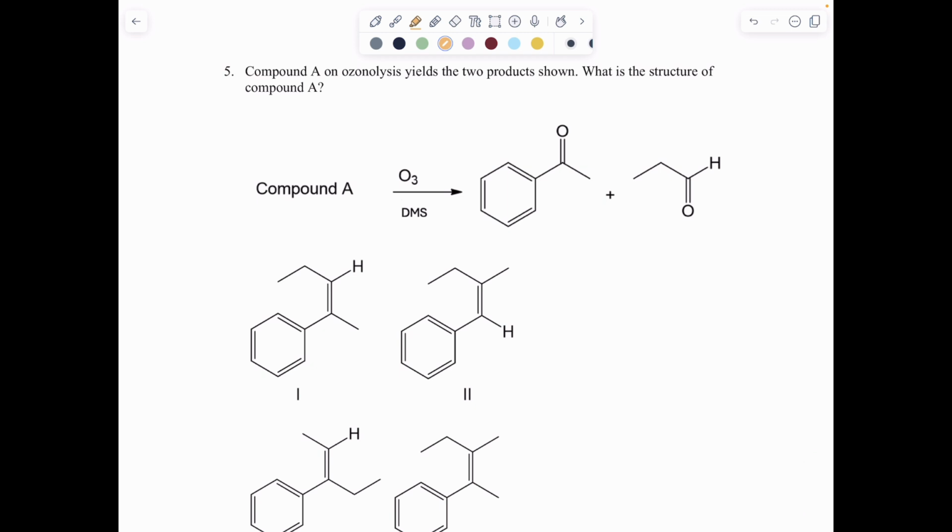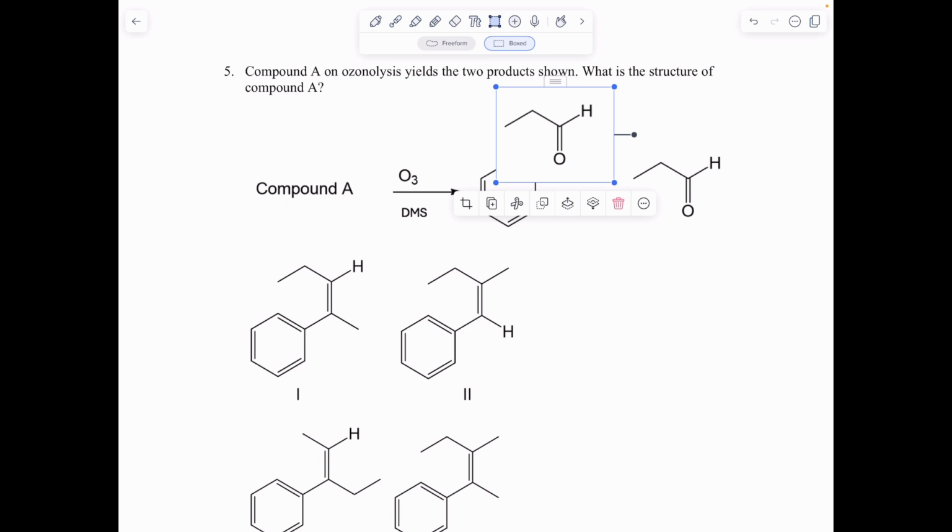Question 5, compound A on ozonolysis yields 2 products shown. What is the structure of compound A? So we know that ozonolysis is going to break a double bond and add oxygen on both sides. So we could almost just imagine taking this and putting it basically right on top of the other, lining up the double bonds and then eliminating the oxygen. So that's what our structure is going to look like. Instead of having the double bond to the oxygen, it's just going to be one double bond to both products. So let's draw that.